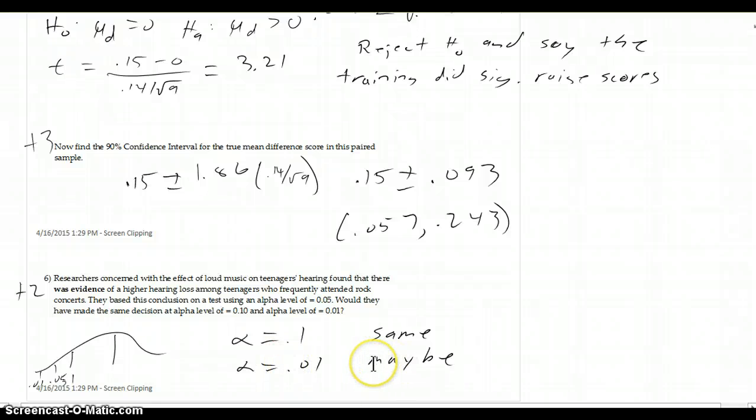If the p-value was 0.00001, yeah, they would have rejected as well. But if the p-value was 0.03, no, that would have been right in here. They would not have rejected at the 0.01 level.